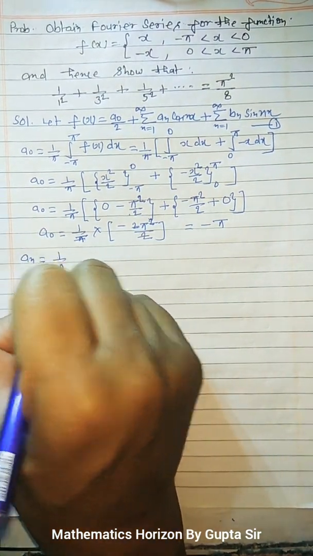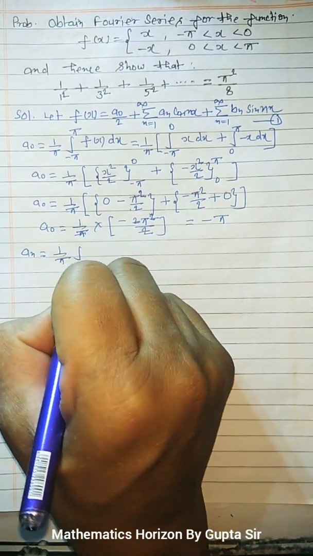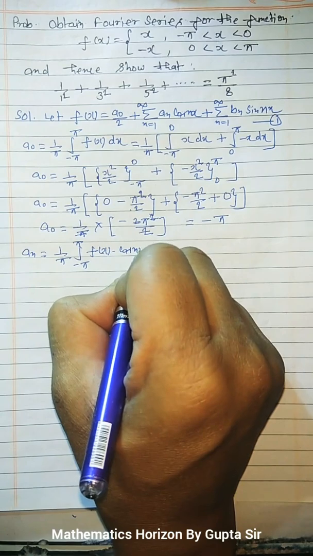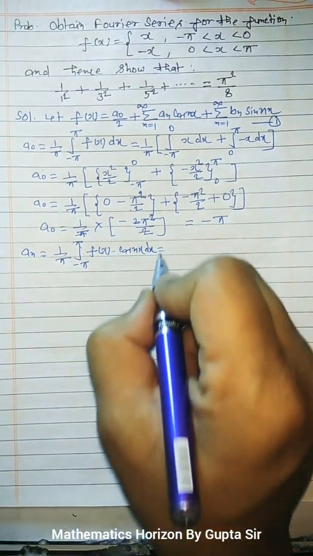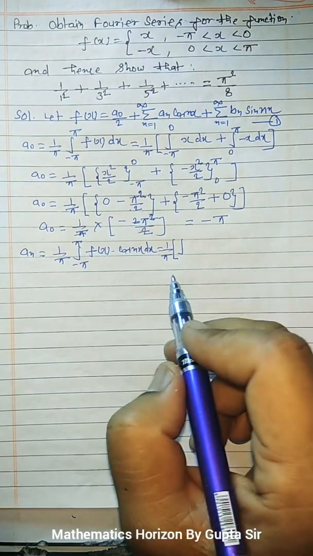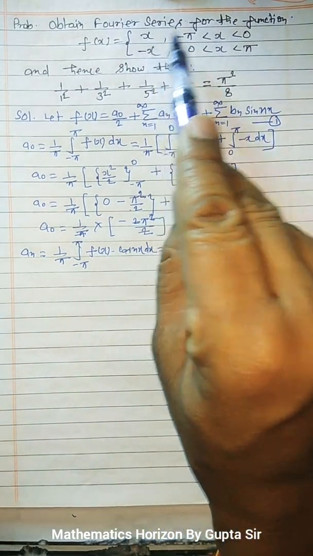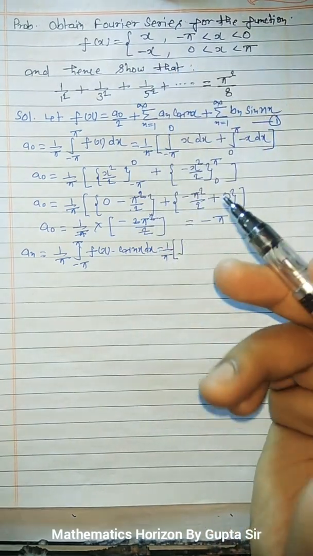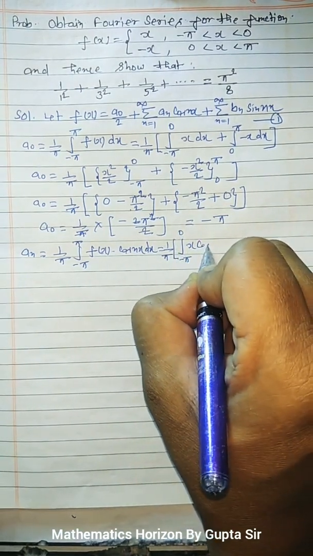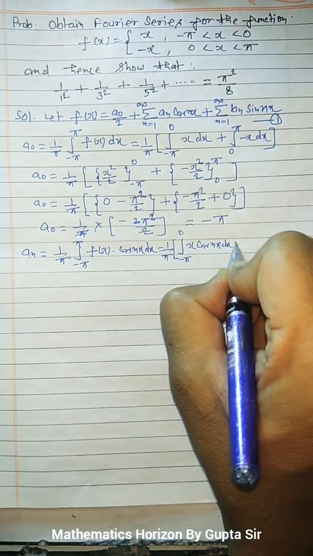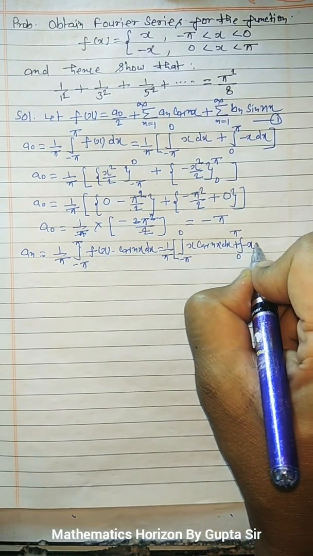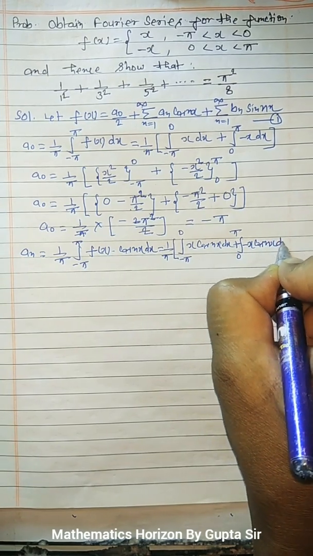Formula of an is 1 upon pi integral from minus pi to plus pi of f(x) cos nx dx, that is 1 upon pi, and here the function is defined as f(x) equal to x when minus pi to 0, and minus x when 0 to pi. First we take the limit minus pi to 0. Here we have x cos nx dx, plus from 0 to pi, here we have minus x cos nx dx.